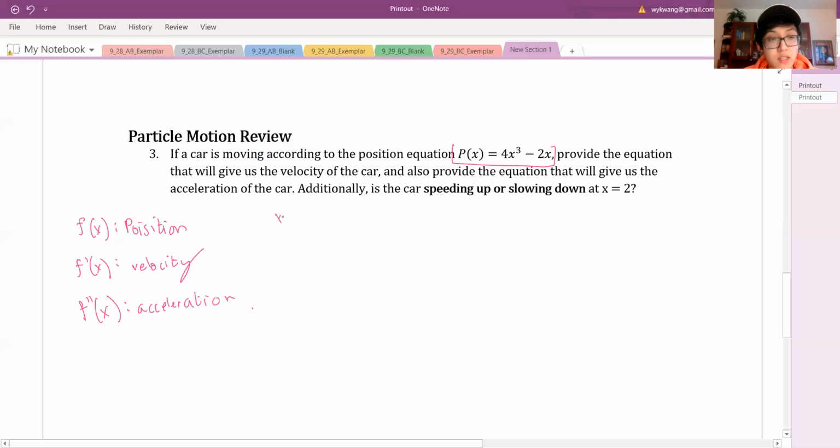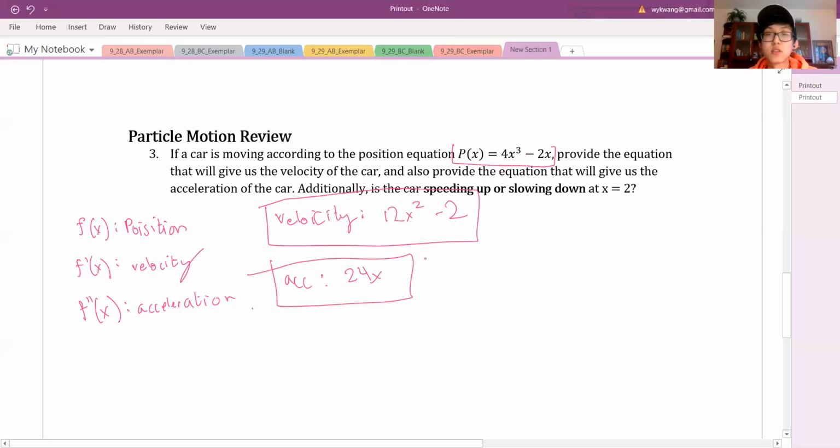Okay, so velocity is going to be the first derivative. So let's just use the power rule, right? 4x cubed is going to turn into 12x squared. 3 times 4 is 12, and then subtract 1 from the exponent, so it's 12x squared. So that's our velocity equation. We already finished the first part. And provide the equation that will give us the acceleration, okay? Acceleration is just doing the power rule again, right? It's the second derivative, so it's going to be 24x. That's the acceleration equation.